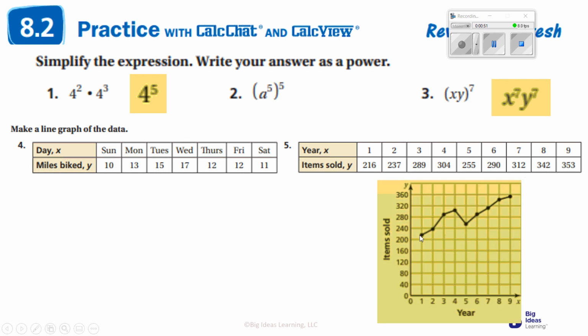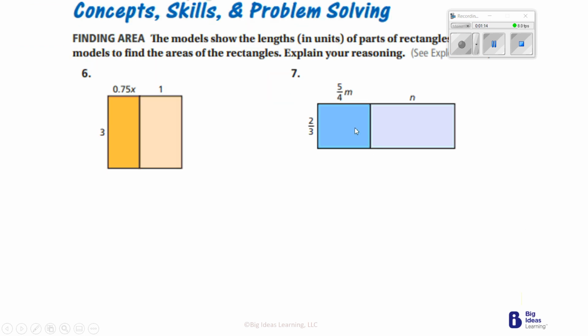So this is going to go up in segments, 216 to 237, up to 289, up to 304, and then look here, it spikes down to 255, and then increases up, and not in a line, at different rates. So that's what my graph would look like for this particular set of data. Number 6 is for you to do.